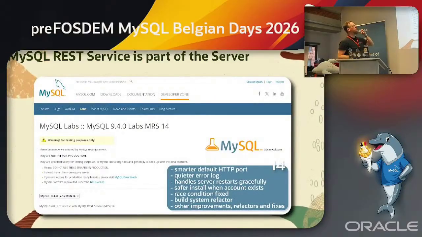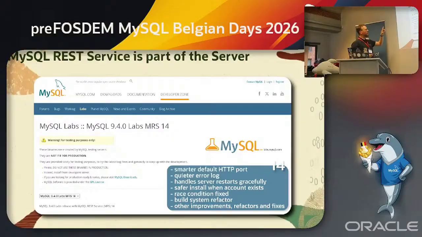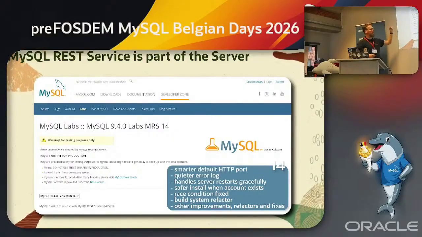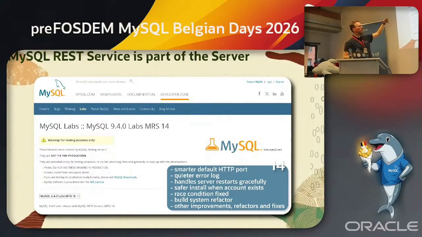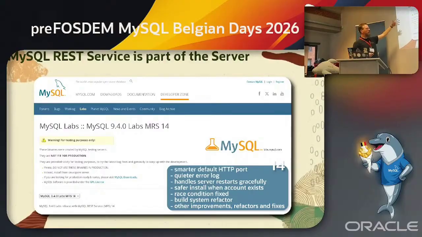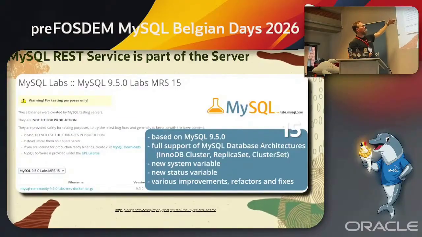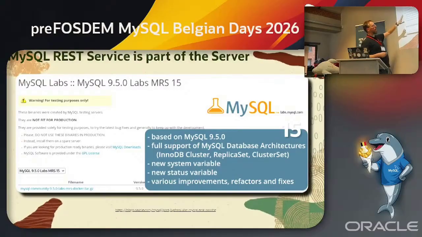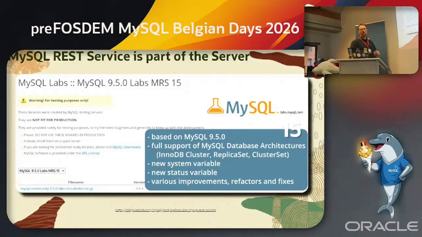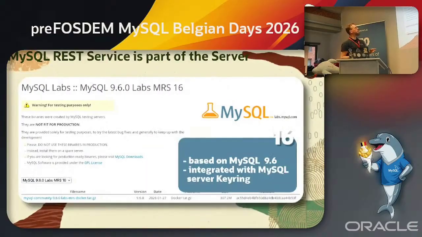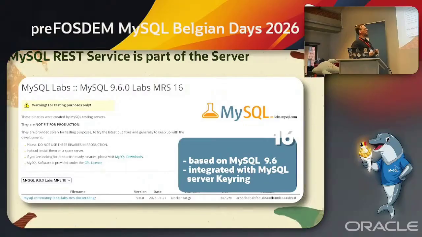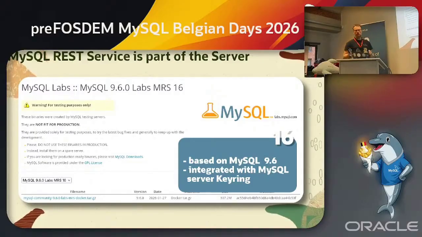So we started publishing it in 9.4.0 as a lab, MRS 14, when it had the HTTP port, better error log, race condition fixes, and plenty of stuff. Then we did 9.5.0, with support of database architecture, a new system variable, a new status variable, and some improvements. And finally, the one we released very recently, on the 27th, is based on 9.6, and it has the integration with the keyring.